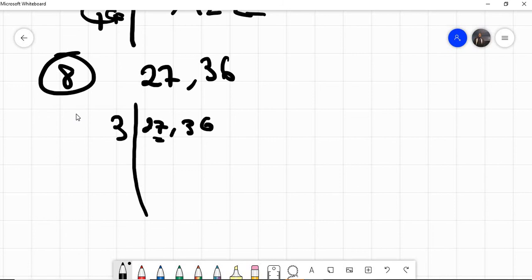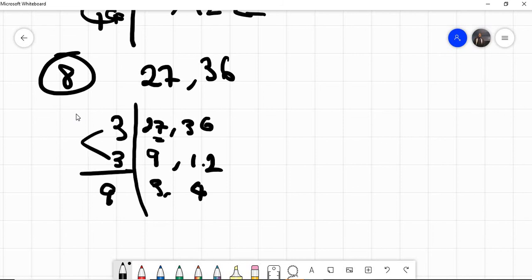And 27 divided by 3 is going to be 9. And then 36 divided by 3 is going to be 12. Because 3 divided by 3 is 1, and then 6 divided by 3 is 2. 12. And then still we can continue to divide by 3. Why? 2 plus 1 is 3. 3 divided by 3 is 1. So we can divide this one by 3. And 9 divided by 3 will be 3. And then 12 divided by 3 is 4. Because we know 4 times 3 is 12. So these two we multiply.